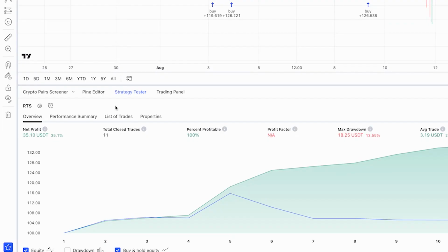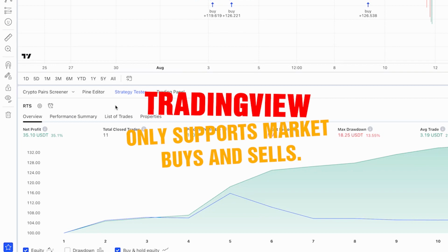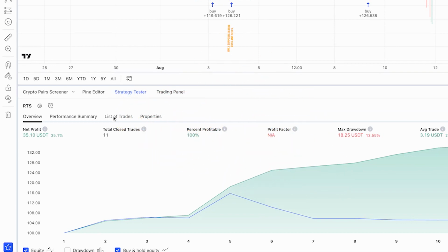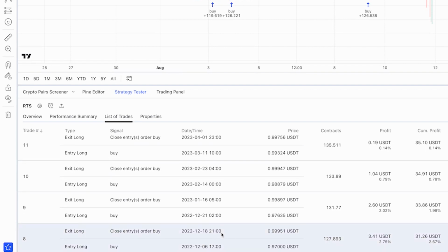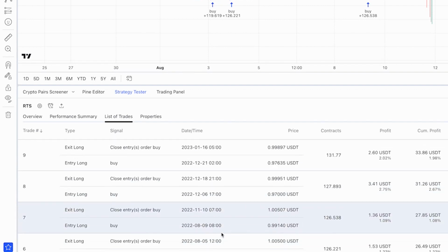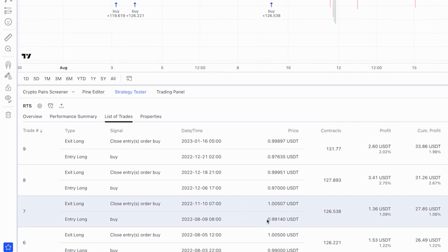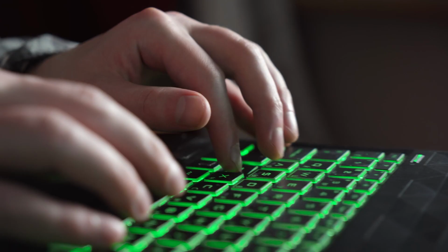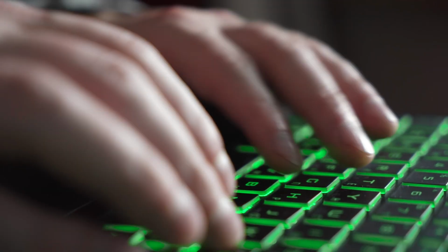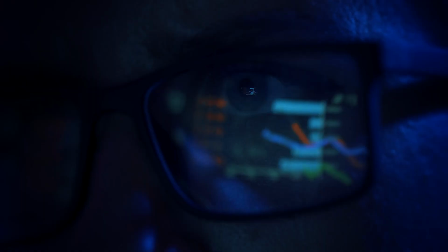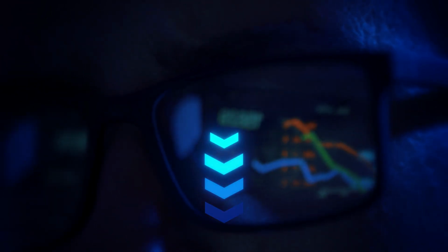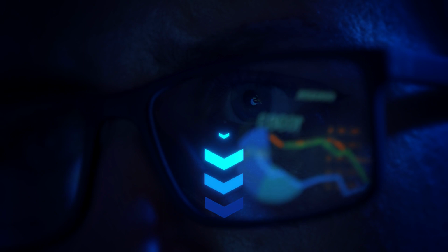Also, as far as I can tell, TradingView only supports market buys and sells. You can see in their list of trades, they market closed my trades, so the backtesting algo is realizing different levels of profit every time I trade. It's definitely not the consistent test I was looking for, so take the backtesting done on TradingView with a healthy grain of salt. In case you want to play with the numbers yourself, you can find the link to this Pine script code in the video description below.